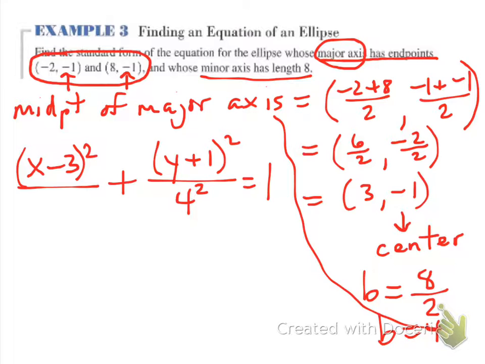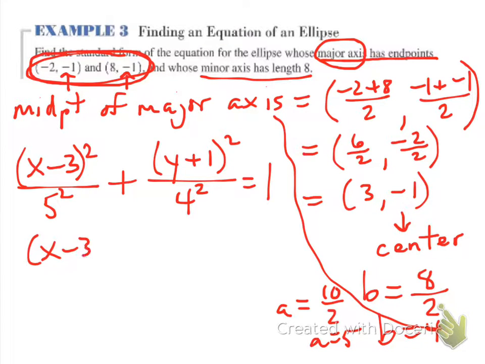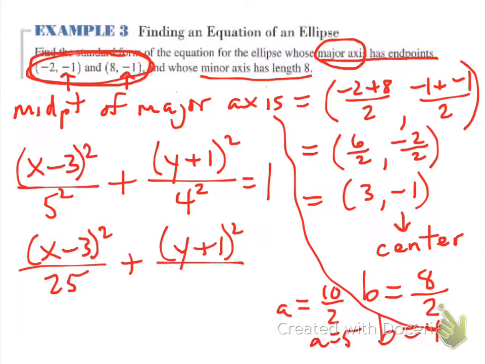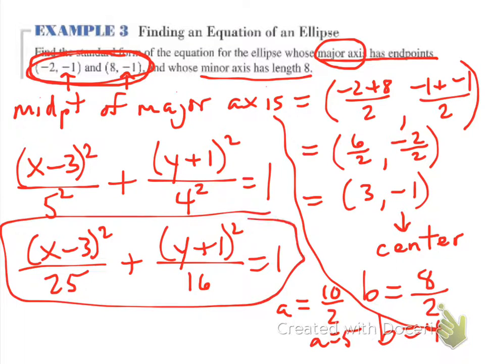Now the major axis, how long is it? Well, the major axis is 10 units long, divided by 2. How did you get 10? Well, do the distance formula on that. So a equals 5. So I have 5 squared. Cleaning that up, 5 squared is 25, plus y plus 1 squared over 16 equals 1. And there is our equation.